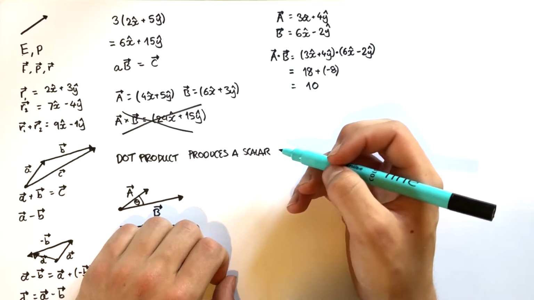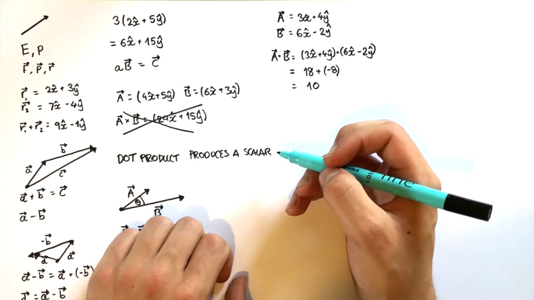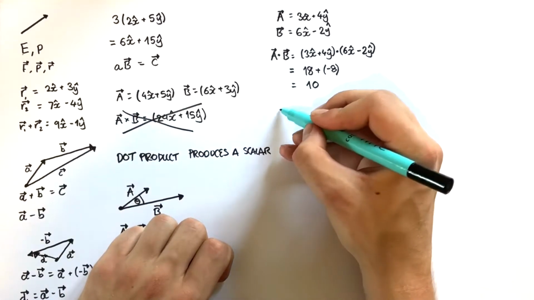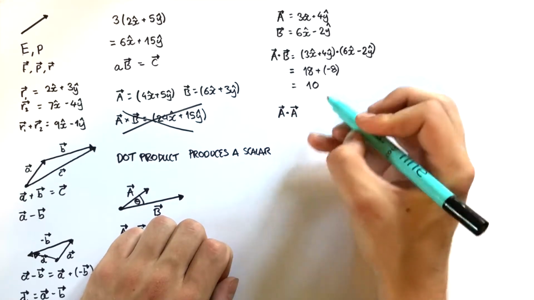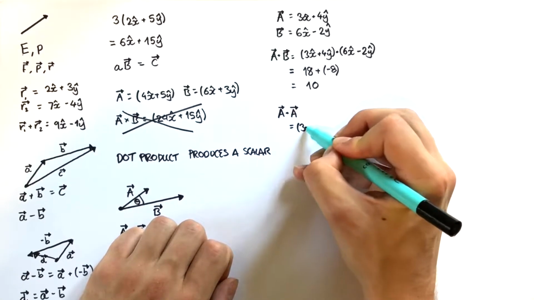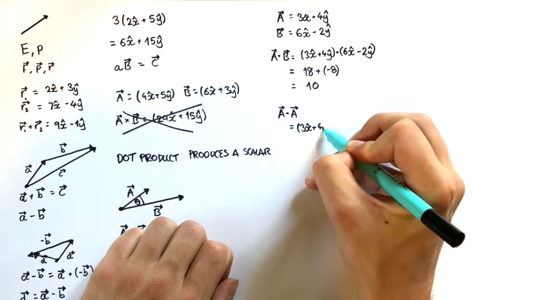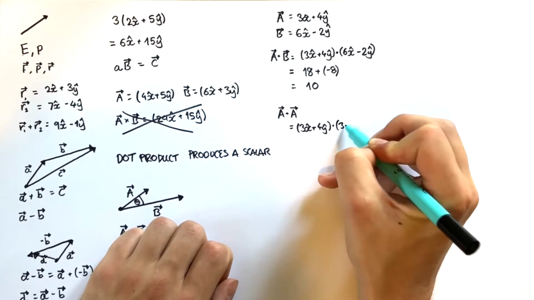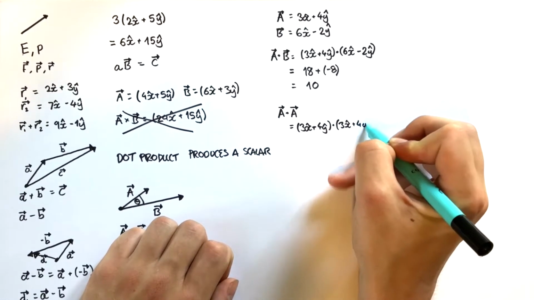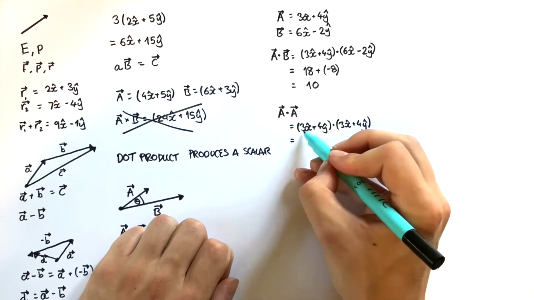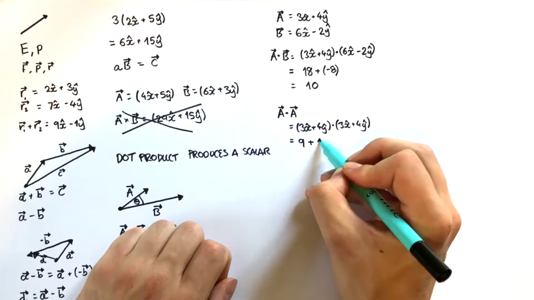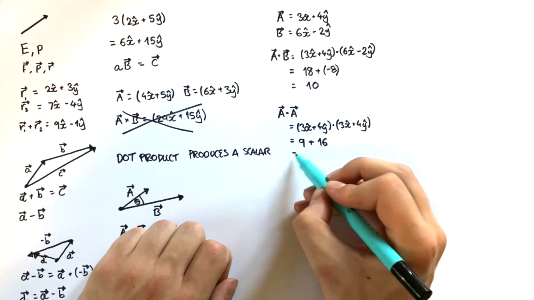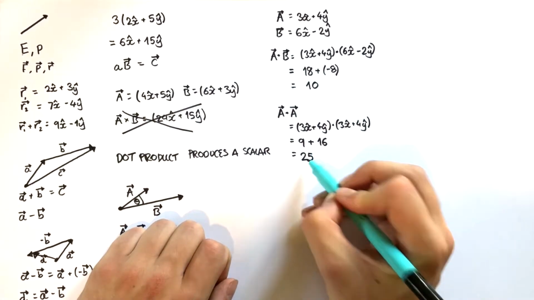Now, what happens when we try and dot a vector with itself? Well, let's just try it. Let's just try dotting the vector A with itself. Well, what's that going to be? That's going to be 3x hat plus 4y hat dotted with 3x hat plus 4y hat. So what's going to happen? We're going to end up with 9 plus 16 right around here. And that's going to give 25.